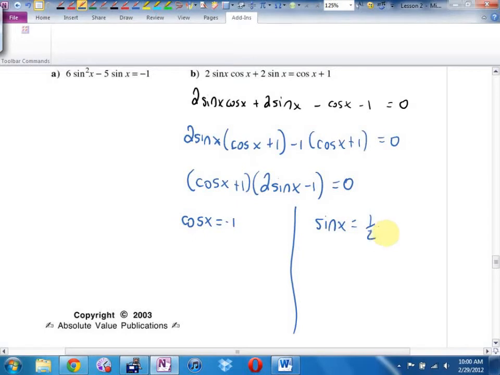I've done this one so often, I'm pretty sure it's pi by 6 and 5 pi by 6, because I've eventually memorized this answer. This one here is going to be, where is cosine negative 1? I think it's pi. But I'd show some kind of work.